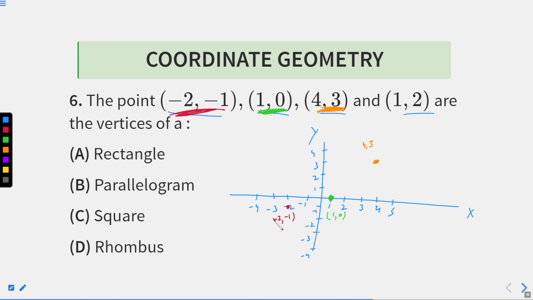-2 comma -1. Now the final point is 1 comma 2. So 1 and 2. 1 comma 2. Okay. Now connect the points. Here and here. So it looks like a parallelogram. So from this we can easily say it is a parallelogram.